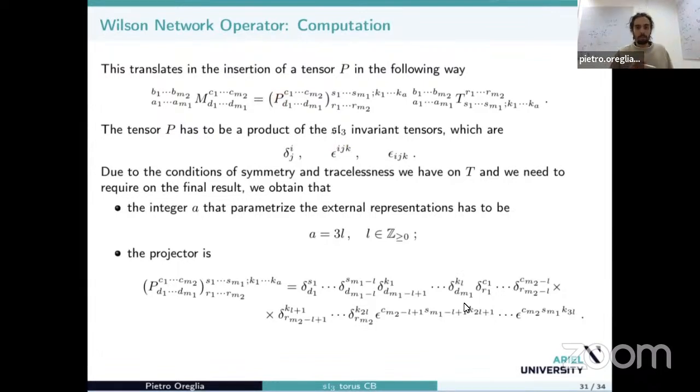For instance, the tensor P cannot present a tensor of this kind here. Otherwise, it does not respect the right symmetry structure. And so with this kind of counting of the indices and so on and so forth, it's not so difficult, we can find the explicit form of P. But before this, we found also another peculiarity of this case. That is the fact that the integer A that parameterizes the external dimension has to be a multiple of 3. So it has to be of this kind here.